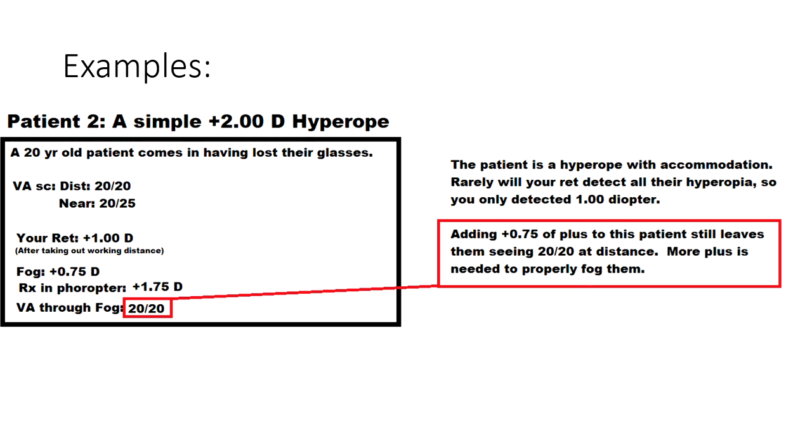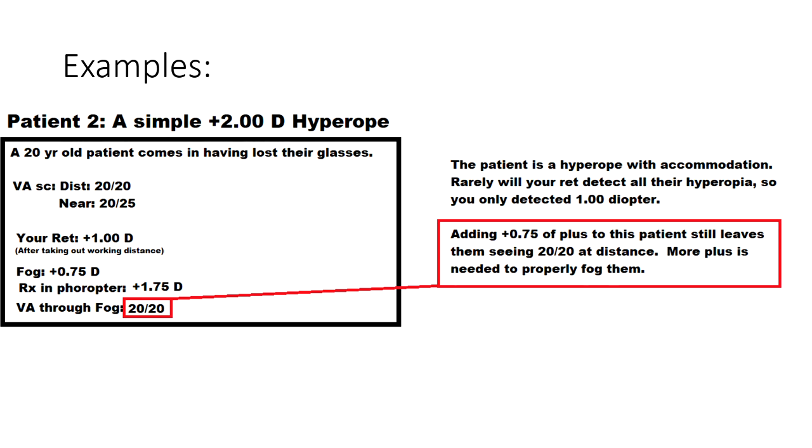Let's look at another example of a 2-diopter hyperope in this situation. Again, they're 20 years old, so they've got plenty of amplitude of accommodation left. And that's why when you actually measure their acuities, they're still relatively clear no matter what, because they can accommodate through that hyperopia without their prescription. Now in this case, you only read out a +1 diopter, so you've missed that other diopter of plus. When you add in your +0.75, they are still very close to their distance prescription, so through this fog of just 0.75, they see 20/20.